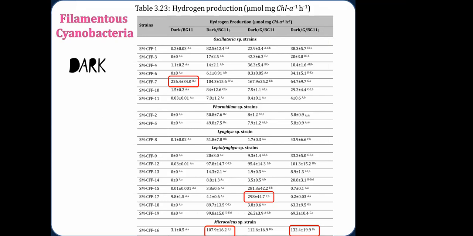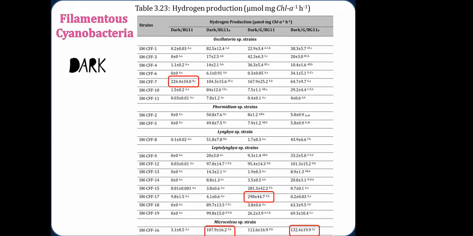So here you can see the 4 columns. The first column shows that the strain is present in the dark and in the presence of BG11 nitrate media. The second column shows the results for the dark and in the absence of sodium nitrate. The third column shows the results for the dark and in the presence of glucose and nitrate. The fourth column shows the results when the strains were grown in the dark in the presence of glucose and in the absence of nitrate. So these conditions were used for the detection of hydrogen among the different cyanobacterial strains.